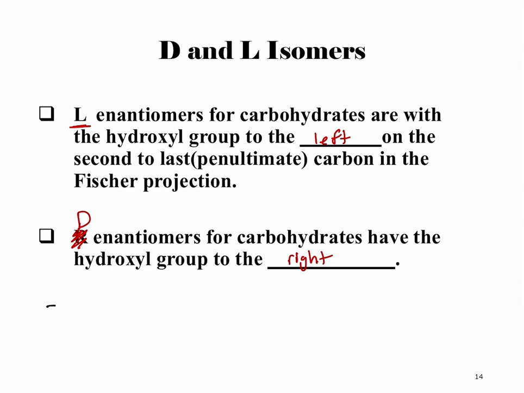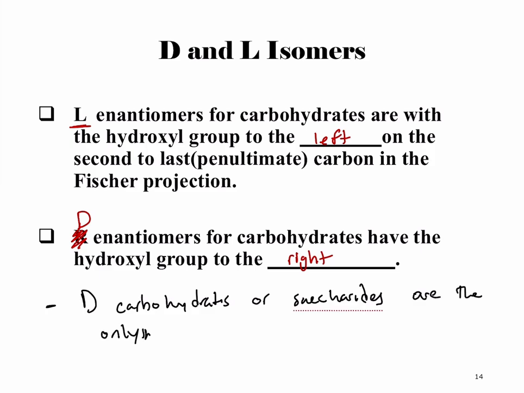And so does anyone know in nature which preference there is from biology class? In nature, we only have D carbohydrates, right? All natural occurring carbohydrates and sugars are going to be D isomers. Nature, let me put D carbohydrates or saccharides are the only ones that occur naturally.